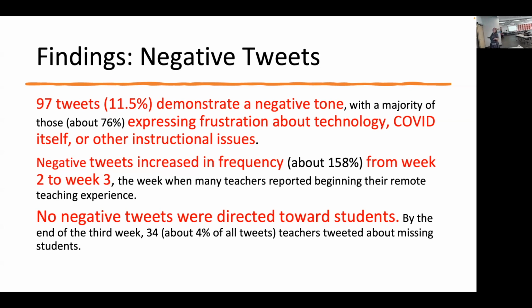But the negative tweets really did jump from my week 2 to week 3. And I think that's the period when they were at first planning to go online, then being online, and adjusting to being online. And as they were doing that, a little bit more of the frustrations came out. But there were no negative tweets directed towards students. In fact, by the end of my 3rd week, I started to see tweets where people said things like, I miss my kids. I see them online, but I miss having them there. I miss being with them. That started happening very early.